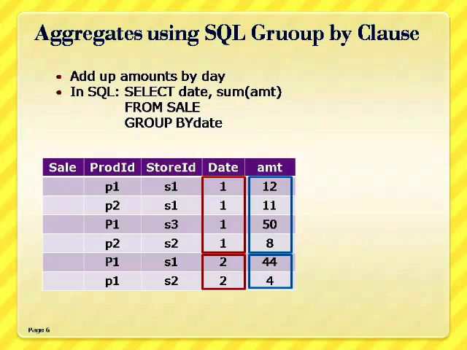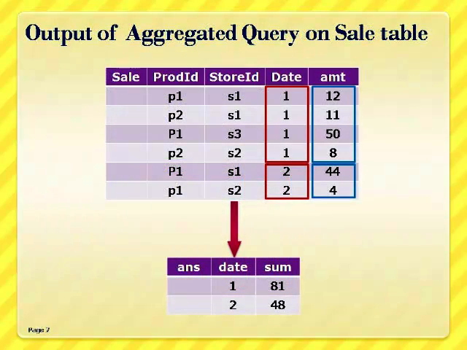What this query does is it divides the data into 2 parts. One part is for date value 1, another part is for date value 2. Then it computes the total of AMT values for date equal to 1. That is, in this example, it is 81. Similarly, for date equal to 2, it is 48.